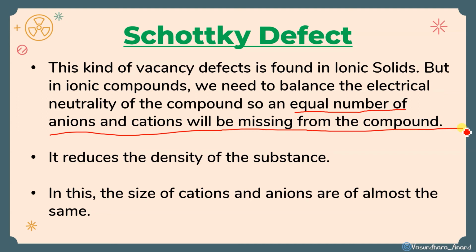In this, the size of cation and the anion are almost same. Then only they will come out together. Otherwise, if cation is smaller in size, the cation will leave the site and will go to interstitial. But since cation and anion दोनों size बराबर है, that's why cation cannot be fitted into the interstitial site. So that's why it is bound to leave the site. So both the cation and anion will leave the site.